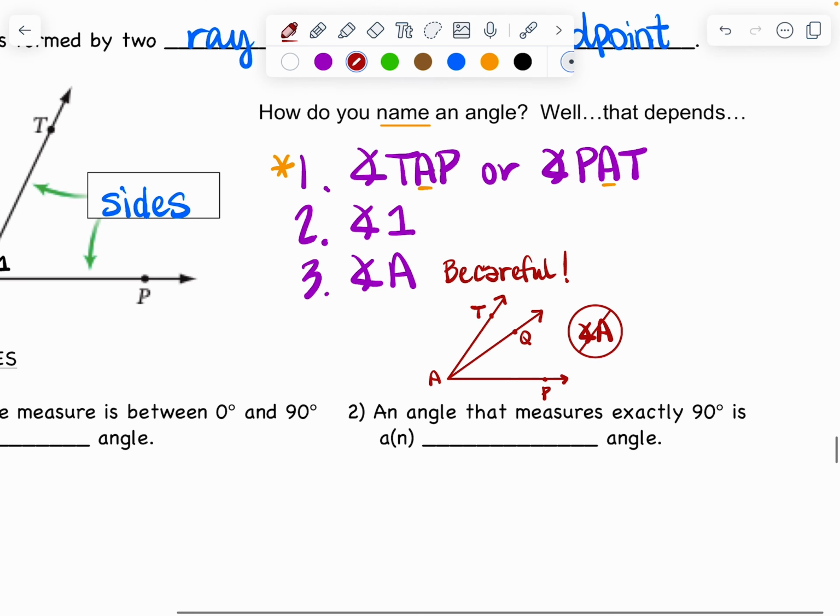Right? So the only time I'm ever able to use option 3 is if there's only a single angle happening with a vertex of A. Okay?